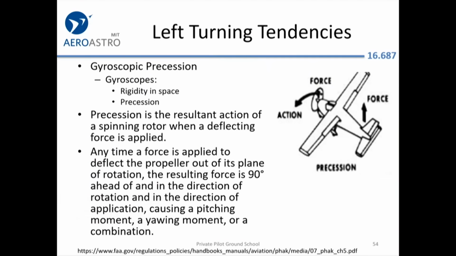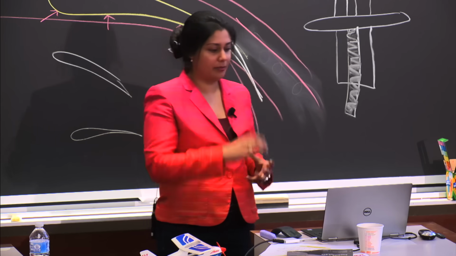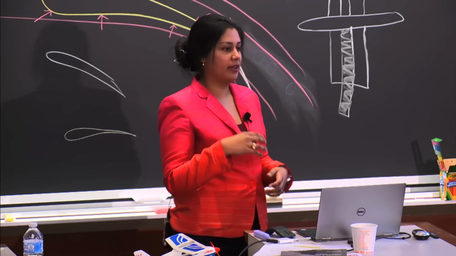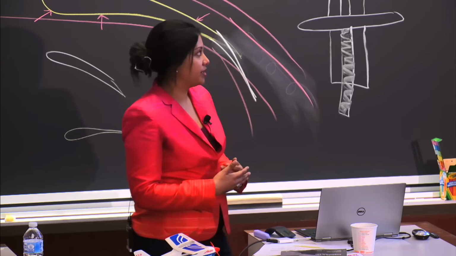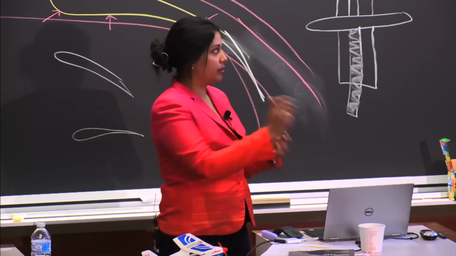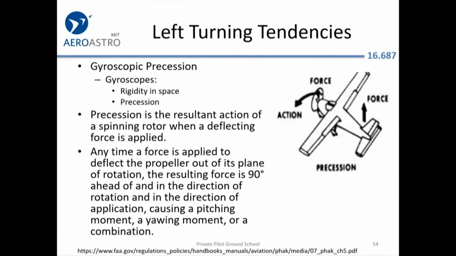It's a little bit complicated if you're not familiar with a gyroscope, but when Philip talks to you about all the different controls in your airplane, you'll have to learn about gyroscopes all over again. But in general, what do you need to know about a gyroscope? A gyroscope is something you can hold, it's spinning, you can play with them. What they allow you to do is have rigidity in space, and they also have this concept of precession. Precession is basically that the resultant action of a spinning rotor when a deflecting force is applied happens 90 degrees ahead of that rotation.